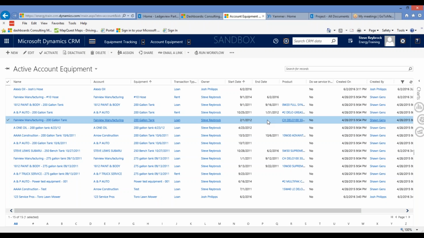If I wanted to, optionally, if it happens to be a tank, I can record the product that they're putting in that tank. And then I can also set a commitment level. So if they promise to buy 5 or 10,000 gallons of that each year, I can put that in there, and then there are dashboards and reports that will help you analyze how your customers are using the equipment that you loaned to them, gave to them, what have you.